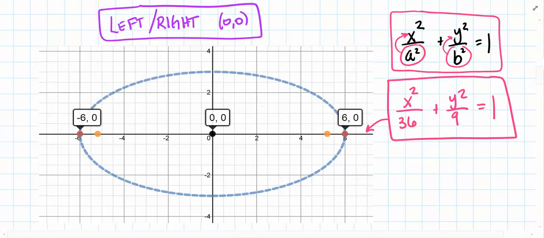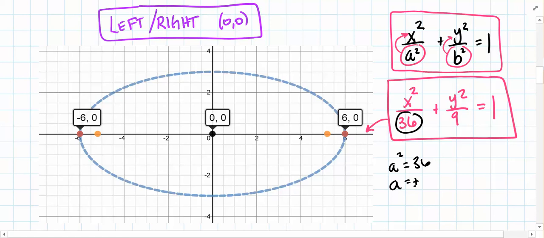So what does that mean? That means that a squared has to be 36, so that a is equal to plus or minus 6. Remember, a was the distance from the center all the way out to a vertex. In this case, a is 6 units, and that's why I have labeled (6, 0) for you. There's another one down here, right? I can go this way, and that's also a units, and that's negative 6 back there. So the major axis is along the x-axis in this case.